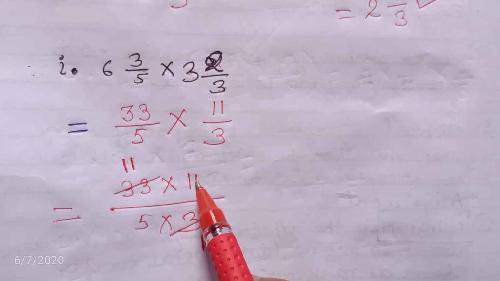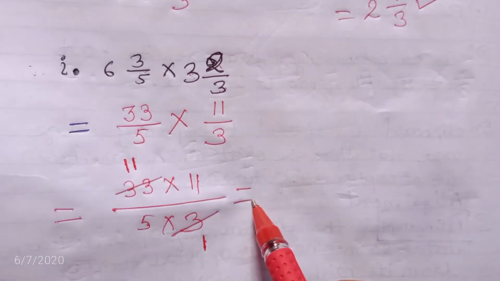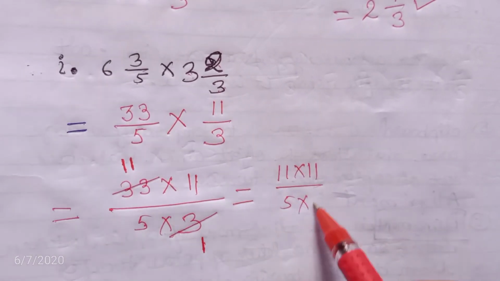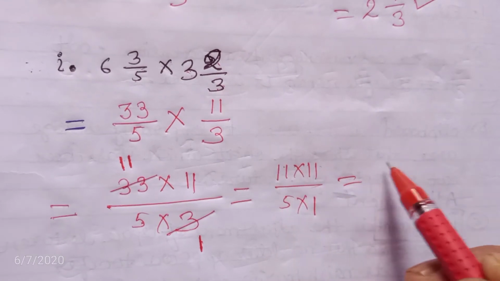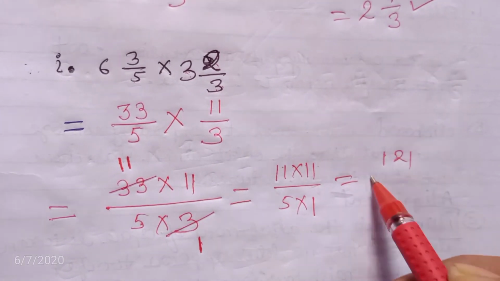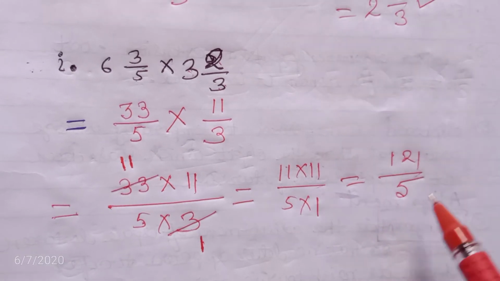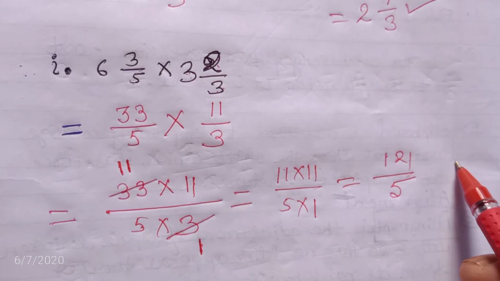Now 11 into 11 in the numerator and denominator 5 into 1. There is no common factor. So multiply 11 into 11 by 5 into 1, equal to 121 by 5. This is an improper fraction. You can convert it into a mixed fraction, or this can be the answer.